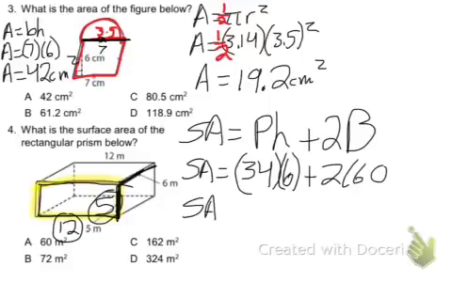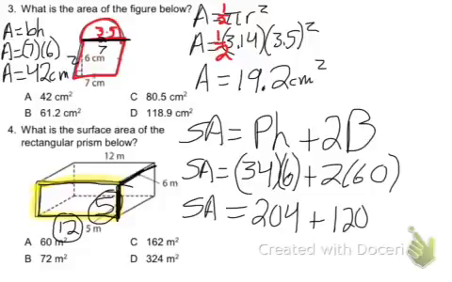So let's rewrite this. 34 times 6 is 204 square meters plus 120. And that gives us a surface area of 324 square meters. So the answer to number 4 is D.